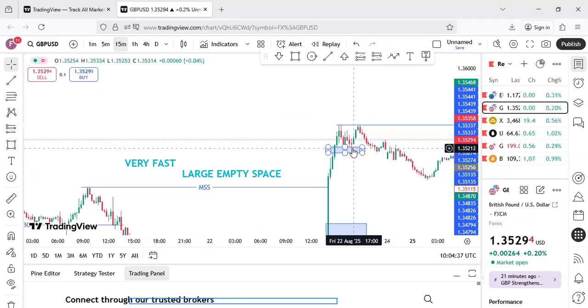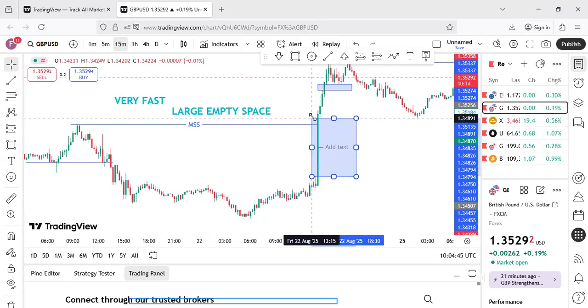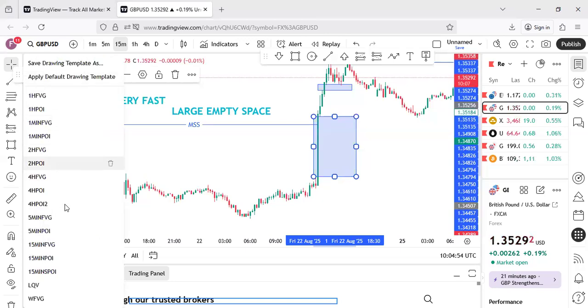I look at price come back here, I started buying. This is a fair value gap. This space is called a fair value gap. But any space that is large like this is called a liquidity void.